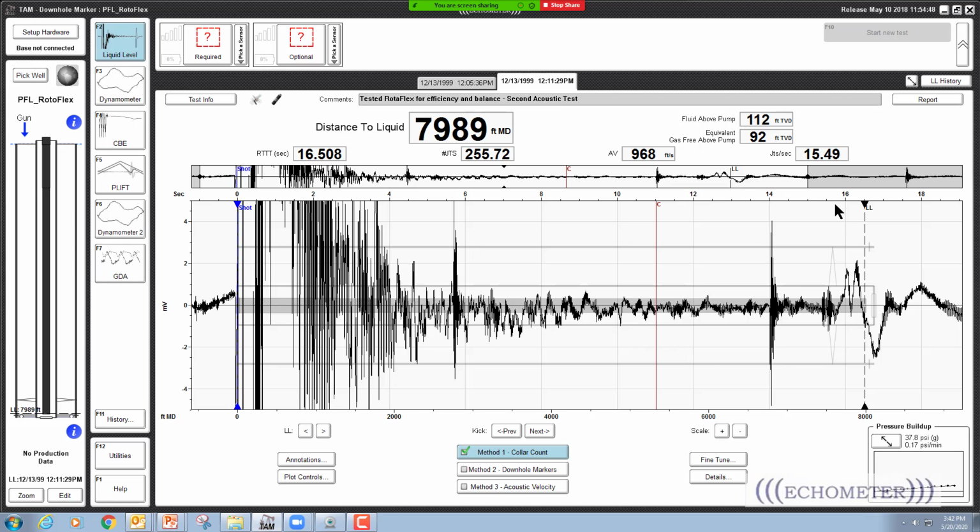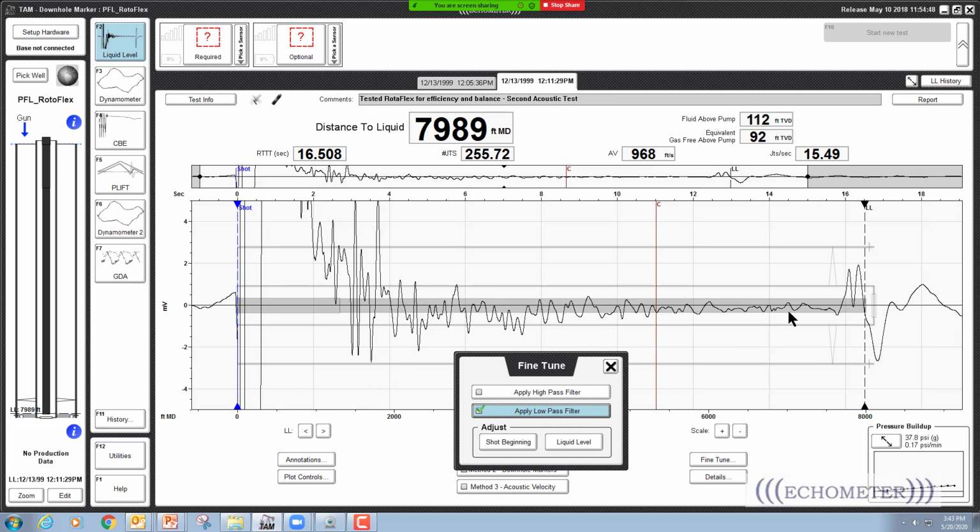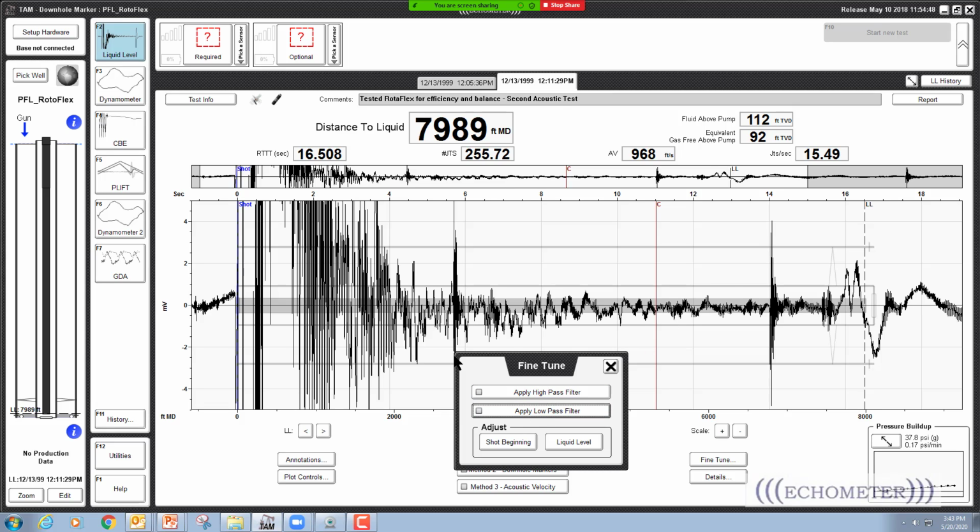Often when we look at this acoustic trace, people ask, what's this noise here? If you look, the noise is about 8 seconds apart, and that's the time for half of a stroke. This noise here and that noise here is the weight box inside the tower of the Rotoflex unit, banging on the pump unit, making noise on the acoustic trace. If we apply the low pass filter, that noise disappears. This is a common question.